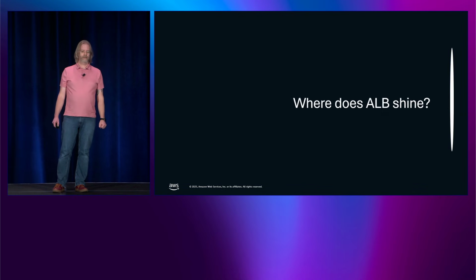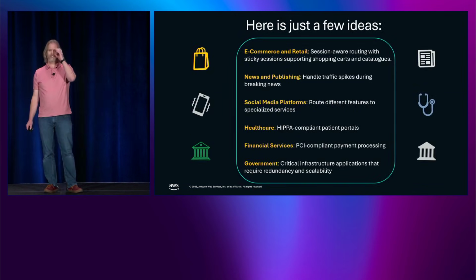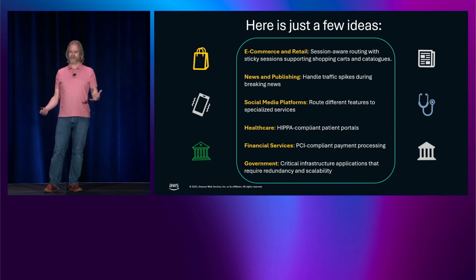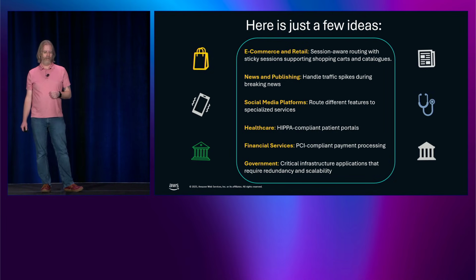So where does ALB shine? ALB shines in a few places, not everywhere, right? I'm not going to tell you to use an ALB for all of your workloads, because it wouldn't be a very good part of the presentation if I'm telling you we're the best place to put these load balancers. But e-commerce, retail, like if you have a checkout experience, and you have your shopping cart, or you also have your catalog, and you want to route that traffic, as we saw that we can do any type of host-based or path-based routing.